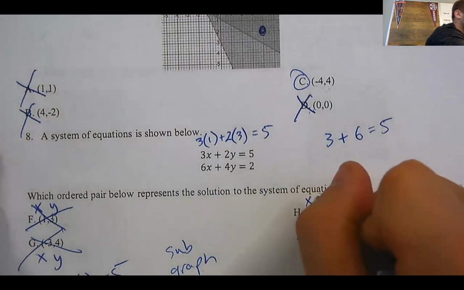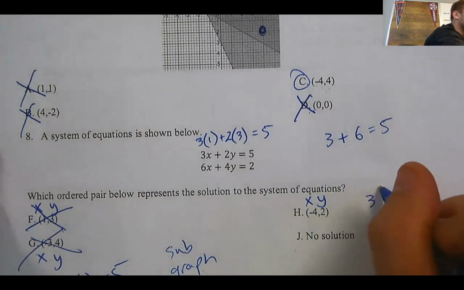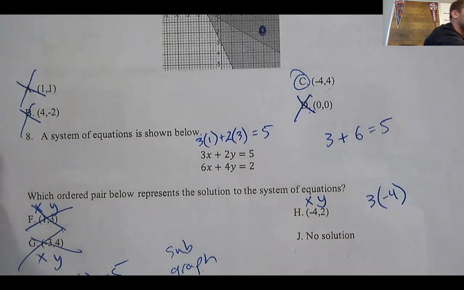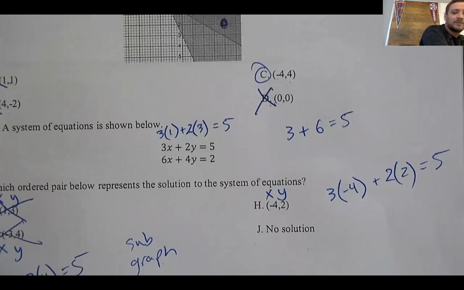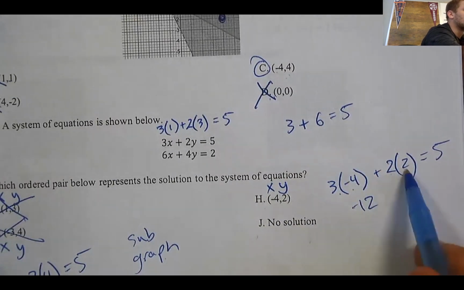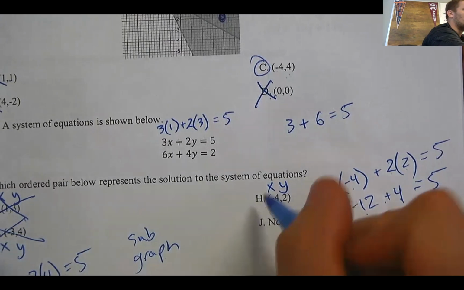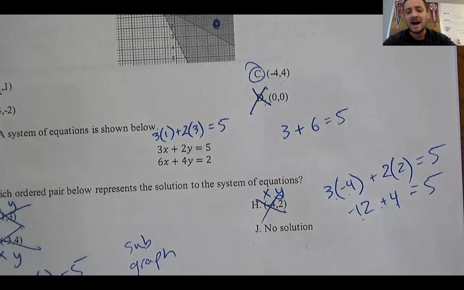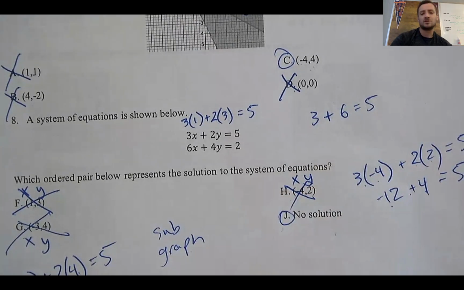All right, same thing. Let's try this for h. X and y, there it is. So 3 times x, which is -4, plus 2 times y, which is 2, equals 5. Let's see if this works out. 3 times -4 is -12, plus 2 times 2 is 4. Is -12 plus 4 equal to 5? No. Wait a second, none of those worked out. So the answer to this has to be no solution.